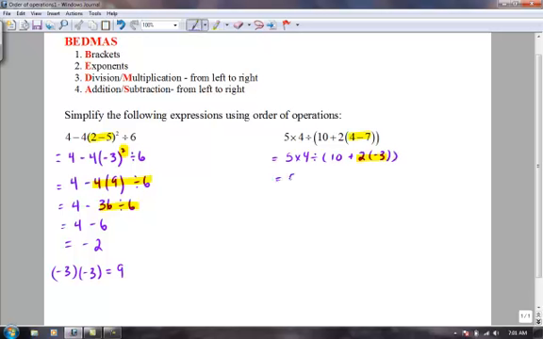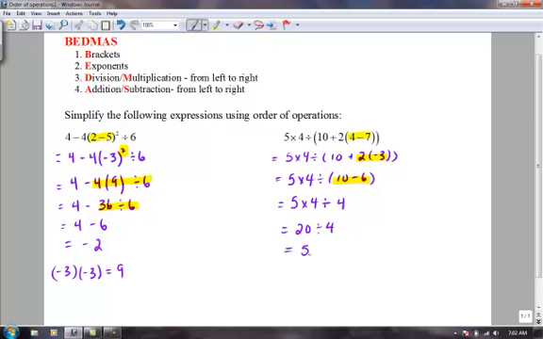Inside that bracket, excuse me, you will need to simplify. And so that becomes, you're taking 2 times -3, which would be -6. Again, you've still got brackets, so we still have more simplification to do. 10 subtract 6 is 4. And finally we have multiplication and division, which you do in order from left to right. So we have 5 times 4, which is 20. And we're going to divide that by 4. And so finally our answer is 5.